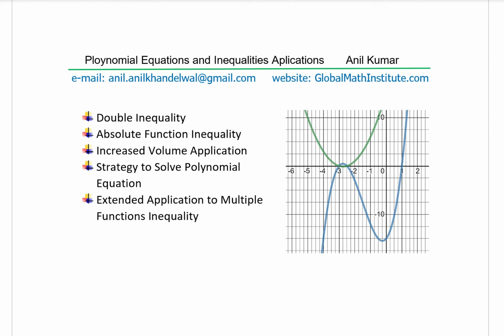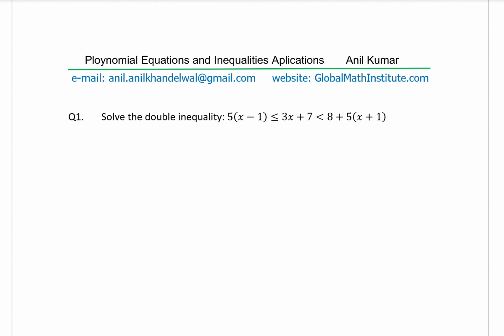So let's begin with the very first one, which is question number 1 for you. Solve the double inequality 5 times x minus 1 is less than equal to 3x plus 7 is less than 8 plus 5 times x plus 1. At this stage, you can pause the video, answer the question, and then look into my suggestions. Let's copy this question once.